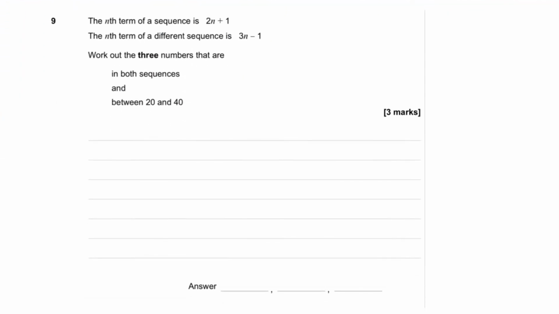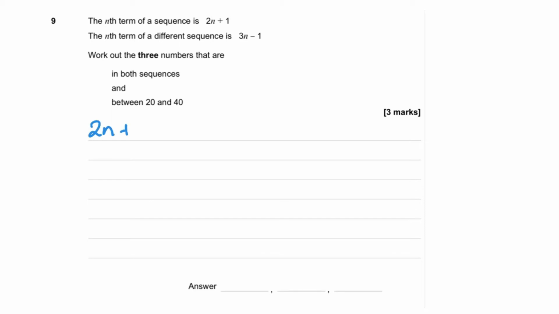So for our first question, we're going to look at a linear sequence. The nth term of a sequence is 2n plus 1. The nth term of a different sequence is 3n minus 1. Work out the three numbers that are in both sequences and between 20 and 40. So for this question, I'm simply going to list all of the numbers in both of the sequences between 20 and 40, and then we can circle which ones appear in both.